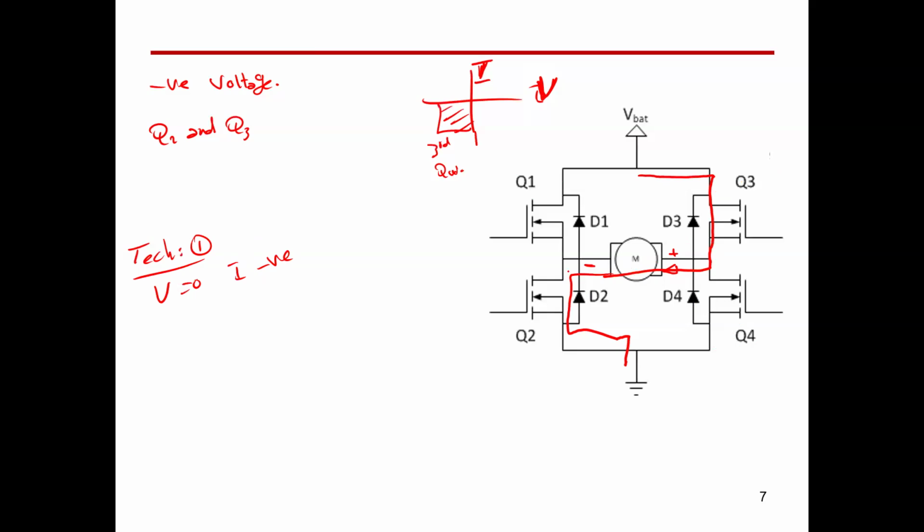In this case, the current is flowing in this direction. So diode 4 has to be turned on. So Q2 and D4 will be on. Okay, so here Q2 and D4 will be on.